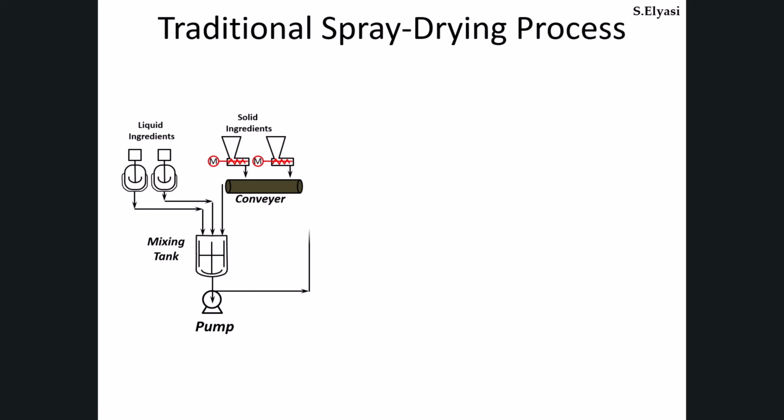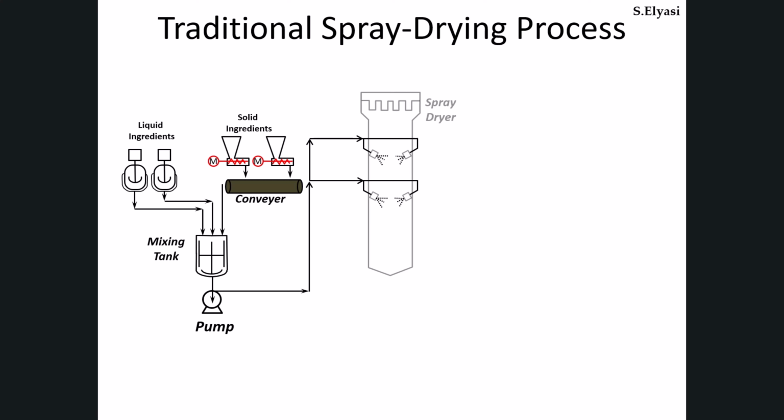The resulting slurry is pumped to the top of a large spray dryer and atomized through nozzles into fine droplets. A spray dryer is a continuous unit that converts a liquid feed, solution, slurry, or emulsion into a dry powder by 1. Atomizing the liquid into very fine droplets to create a large surface area, and 2.